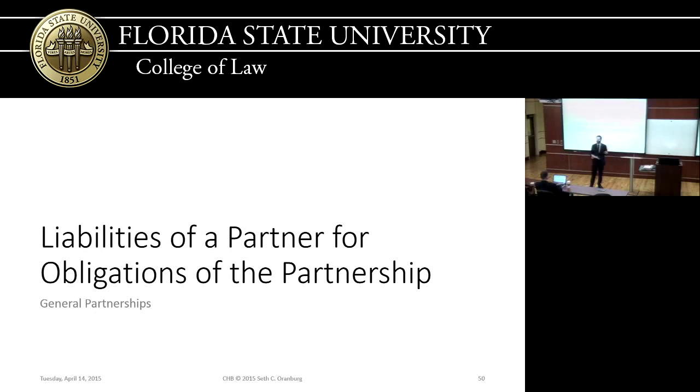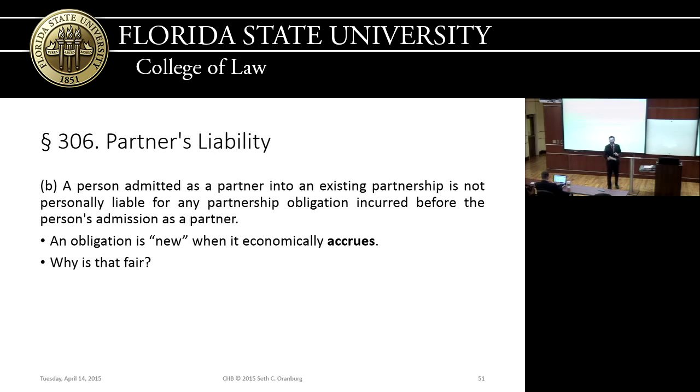We just finished discussing liabilities of a partnership for obligations of a partner. Now we're inverting that, and we're talking about partner's liability. So one thing about partner liability to remember is that new partners, when they become admitted to a partnership, are liable only for new obligations as of when they were admitted. So there are a couple dates to mark when a person's admitted to a partnership, and their own obligations for obligations of the partnership are for new ones that have accrued after they become a partner.